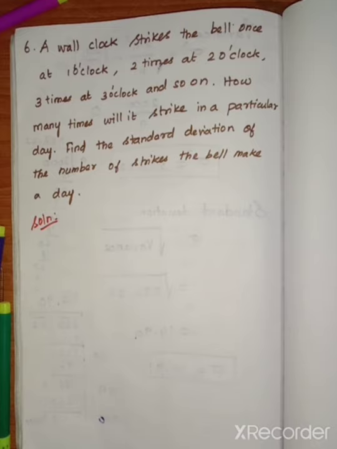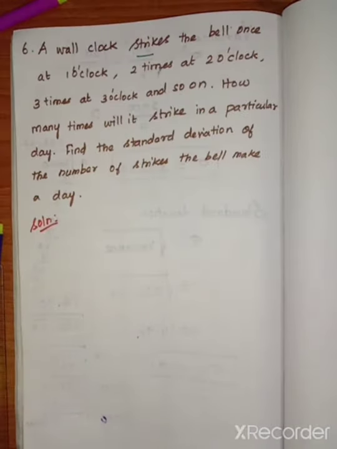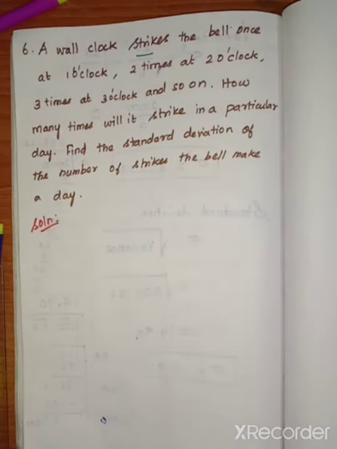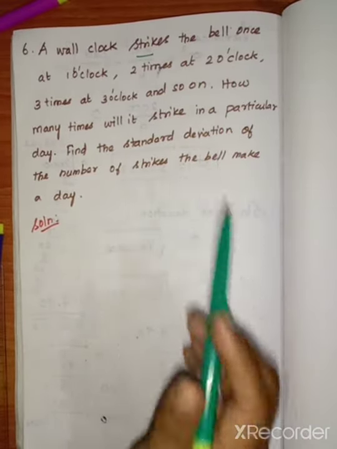Sixth question. A wall clock strikes the bell once at 1 o'clock, 2 times at 2 o'clock, 3 times at 3 o'clock, and so on. How many times will it strike in a particular day? Find the standard deviation of the number of strikes the bell makes in a day. So here strikes means the bell rang the sound, once at 1 o'clock, 1 o'clock means it rings only one time, then 2 times for 2 o'clock. Like that it will be going on.